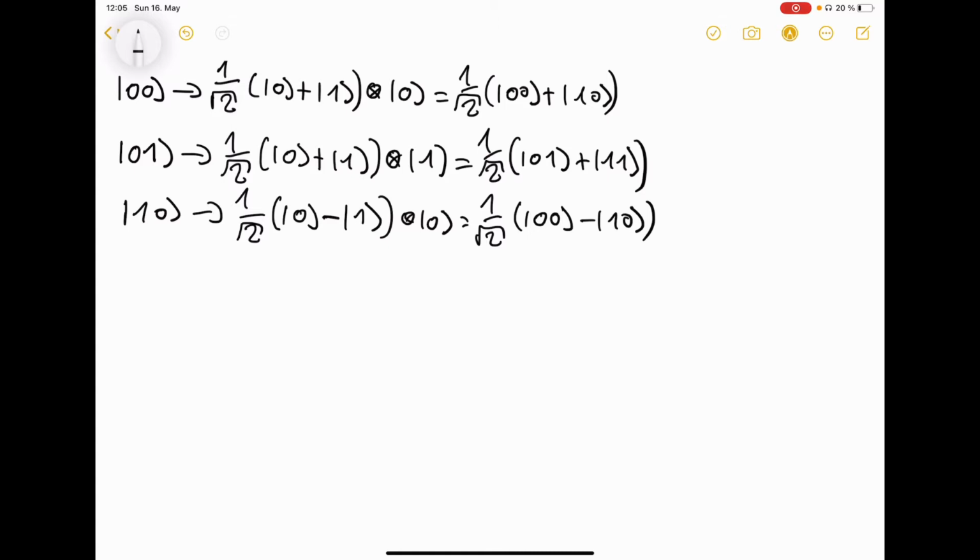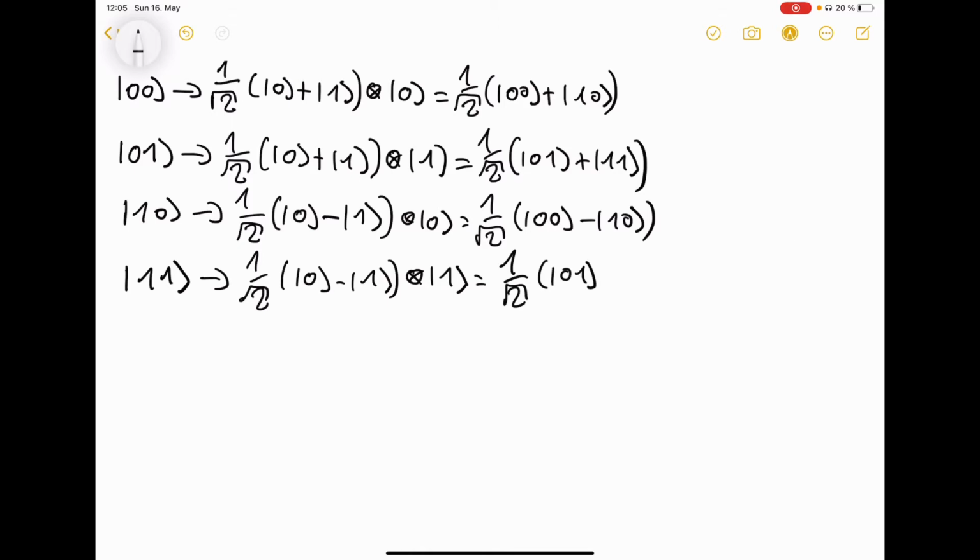And now the last one is the state |11⟩. Again, we apply the Hadamard transformation. We get |0⟩ minus |1⟩ here. And then we have our second qubit here, still giving us the final result, 1 over the square root of 2, |01⟩ minus |11⟩. Very good.